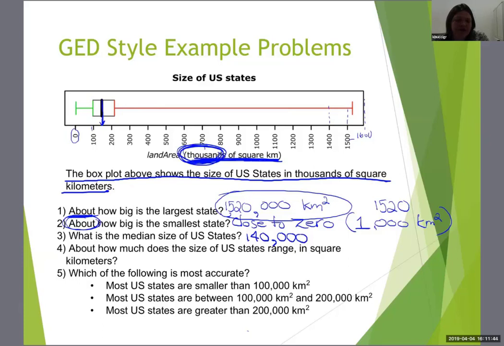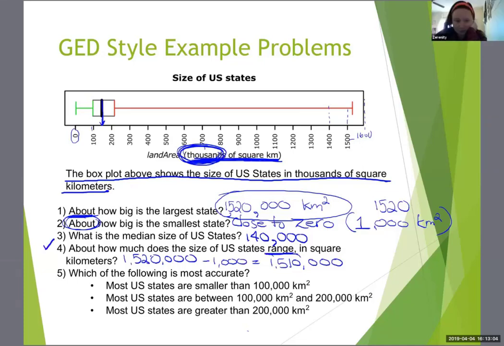So then number 4, I told you that a box and whiskers plot gives us a visual representation of range. So number 4 says, about how much does the size of US states range in square kilometers? So it would be like the 152,000, and then we would take away the 1,000. Yes, exactly. We would take that max value. In this case, it was, careful, 1,520,000. And we would take away, you're right, the 1,000, the minimum value. So we're looking at about 1,510,000. Again, these were all approximations. But yes, that would be the range. Nice job, Serenity.